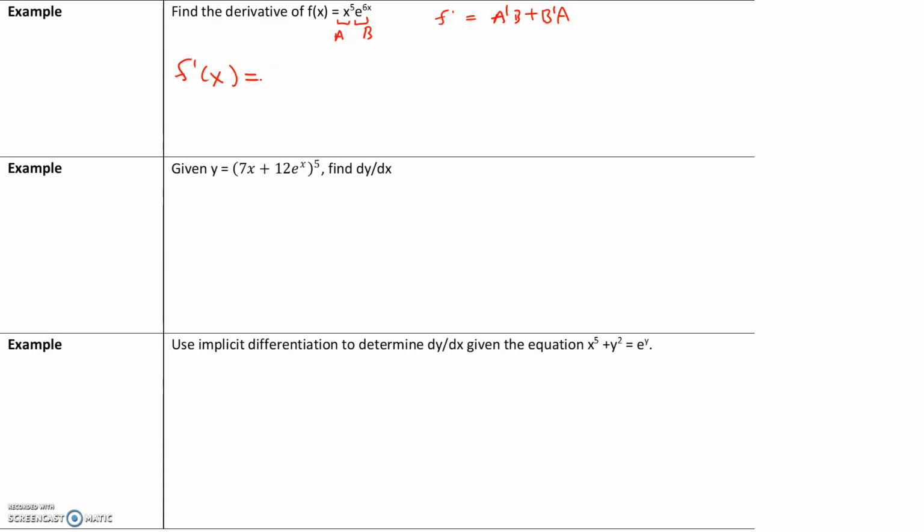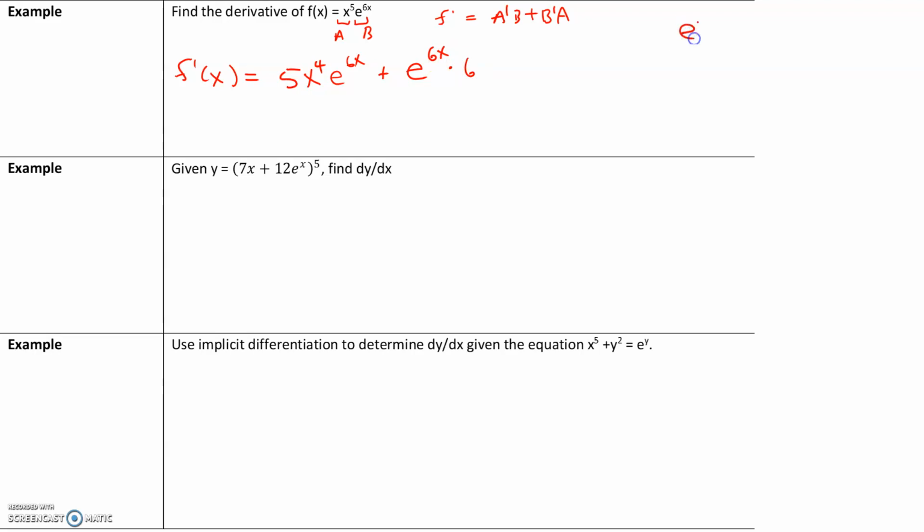F prime of x. So a prime, we take the derivative of x to the fifth, that's going to be 5x to the fourth times b, which is e to the 6x. That's my a prime b. Now b prime, we take the derivative of e to the 6x, so that's going to be just e to the 6x, but we have to multiply by the derivative of 6x, which is going to be 6.